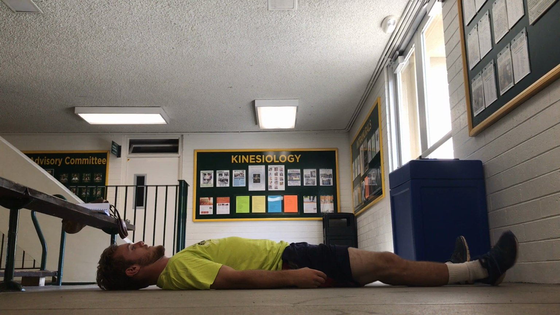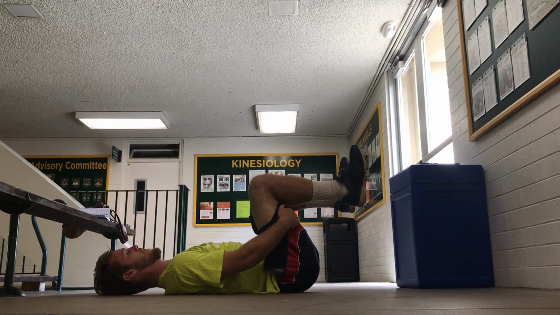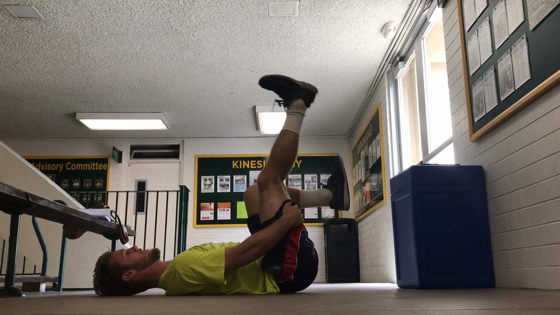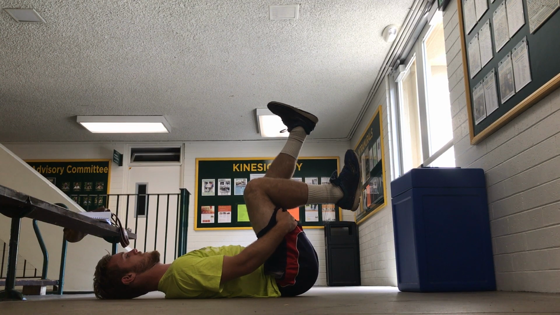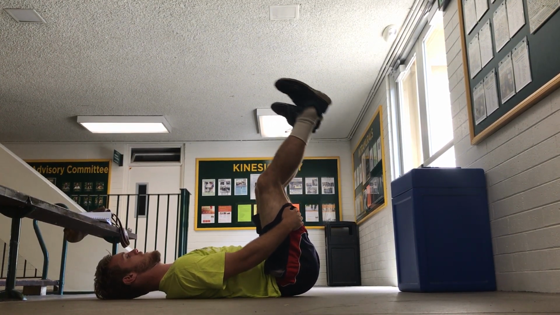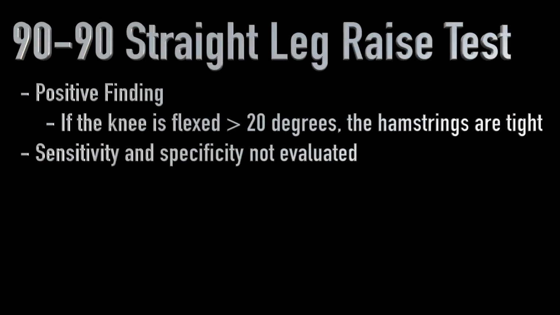For the 90-90 straight leg raise test, the patient lies supine, stabilizing both hips at 90 degrees, flexing the knees with both hands. The knees are bent in a relaxed position, and then the examiner tells the patient to lift one knee up at a time, and then both at a time, to compare how much flexion the knee has. And you're looking for tight hamstrings if the knee is flexed greater than 20 degrees.